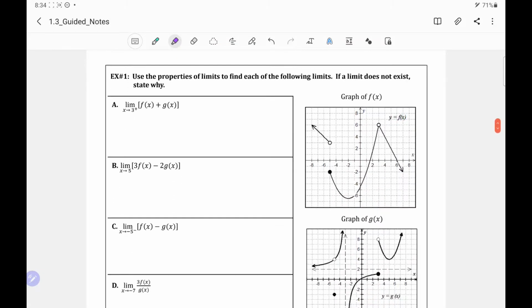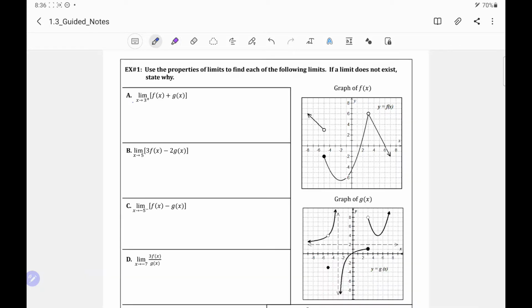Here are our examples. This is my suggestion to you. I'm going to work through these. Once you feel like you've got the hang of it, go ahead and start pausing the video and check your answer. That will help the video go faster for you, and you'll know that you're getting the hang of it. Okay? So here we go. Looking at the instructions first: use the properties of limits to find each of the following limits. If a limit does not exist, state why.